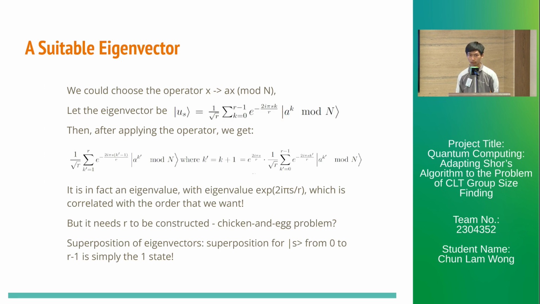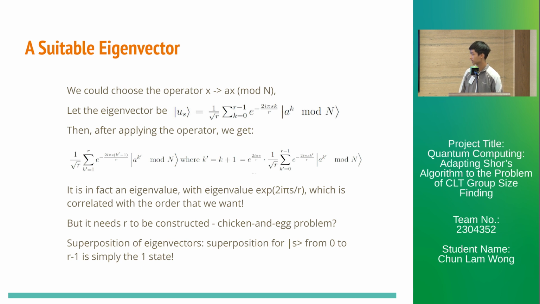Now we need to find a suitable eigenvector to put into the QPE algorithm. We could choose the operator that maps x to ax modulo n, and we have an eigenvector u_s, which is shown here. If we apply the operator, we can see that it is in fact an eigenvector, and its eigenvalue is the exponential of 2iπs over r.